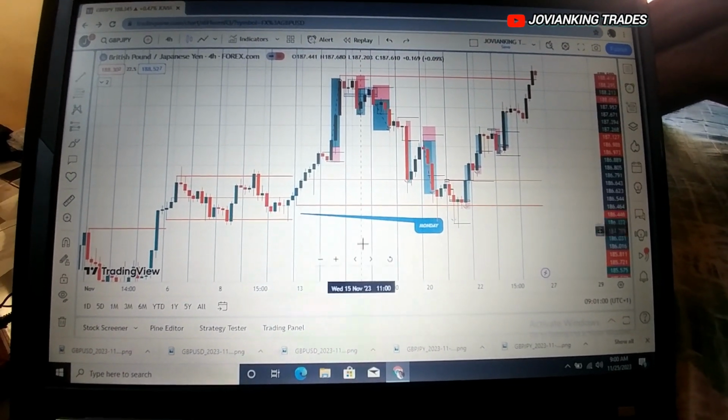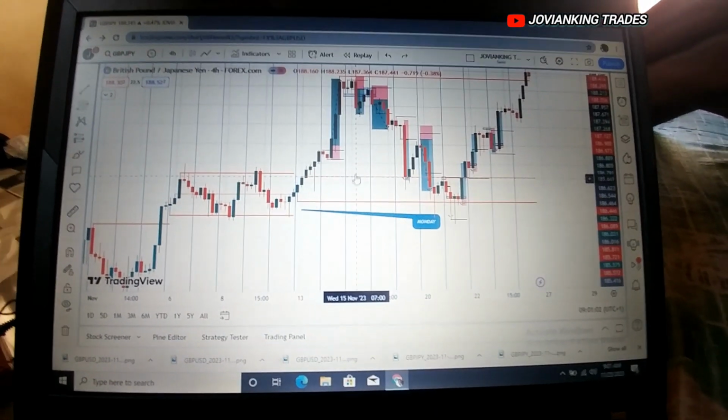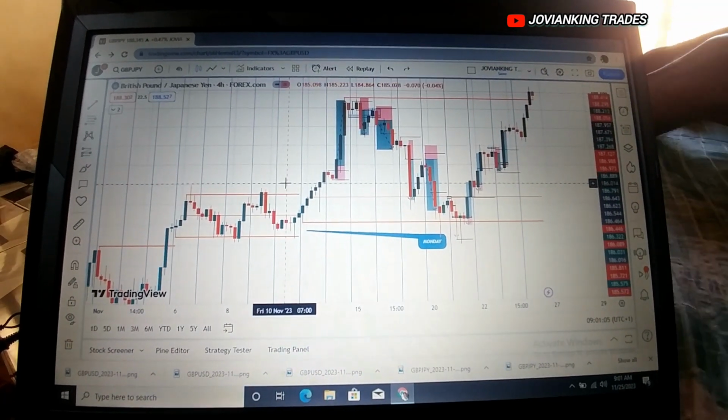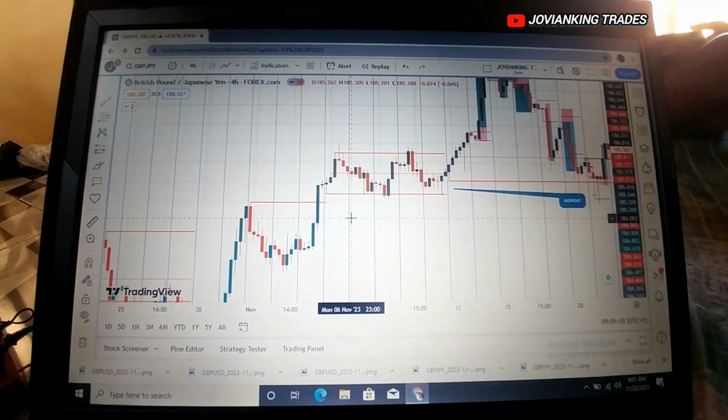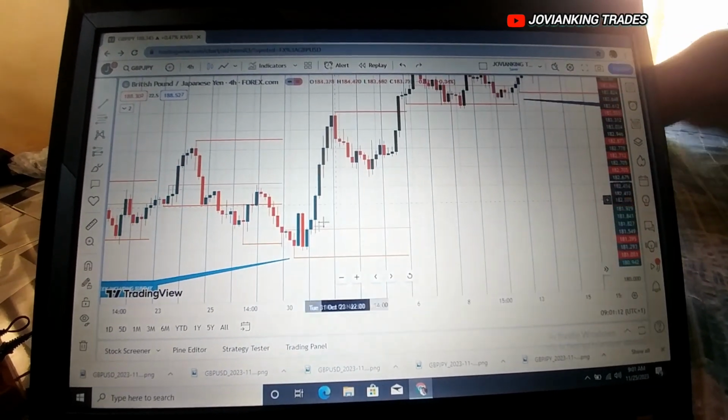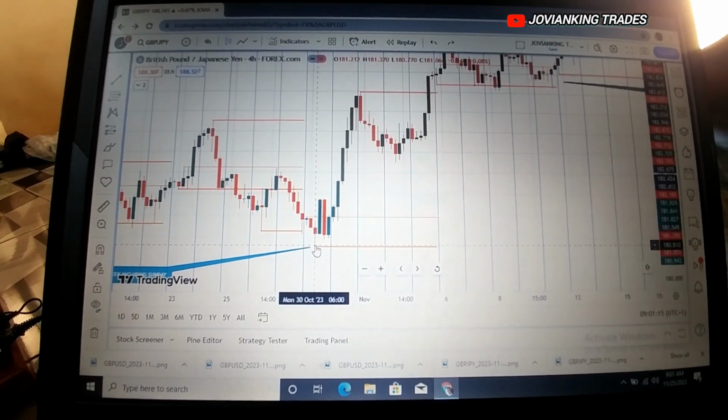You get me now? When market breaks below here, we start looking for sell opportunities. Market breaks above here, we start looking for buy opportunities. This is also what I did for the previous ones you have been seeing. So this is the same for all my charts. You get me now? The low of the first candle.